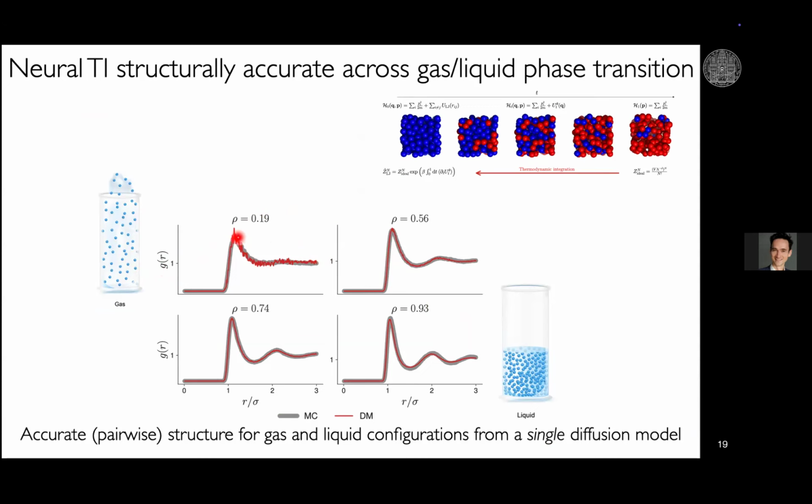So the rho here, I apologize, this is not the probability density, this is the particle density. So this is the number of particles divided by the volume of my box. At low values, this is like a gas, and at high values, this is like a liquid. With the same model, you can see that there's good agreement between red and gray, which is our diffusion model, and the other one is the reference Monte Carlo simulations. You can see that at some point it crosses a phase transition and seems to be doing well overall.